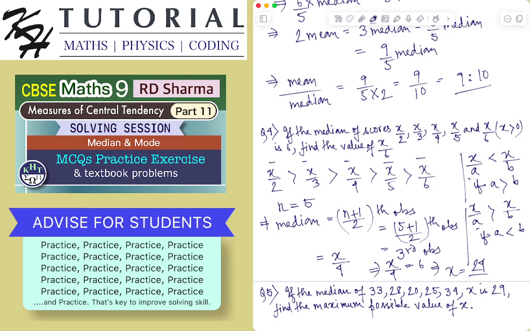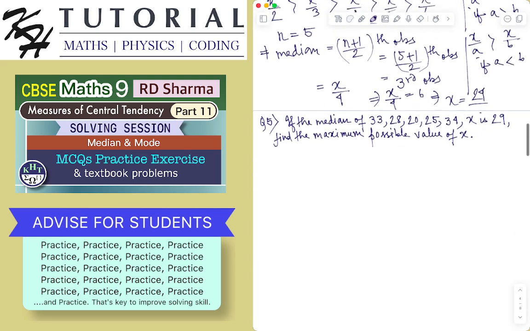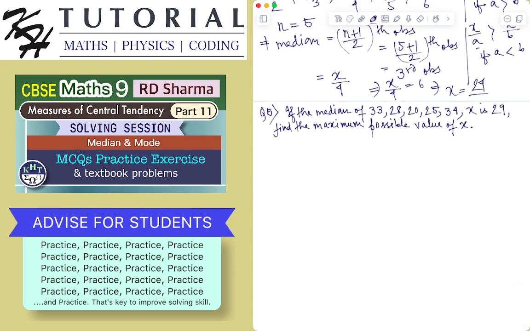Okay, let's see the next problem. Question number 5. If the median of 33, 28, 20, 25, 34 and x is 29, find the maximum possible value of x. To find the median, I have to arrange the observations in either ascending or descending order.